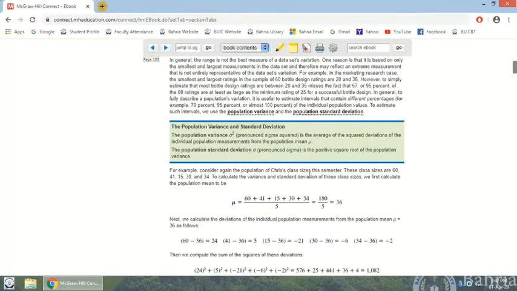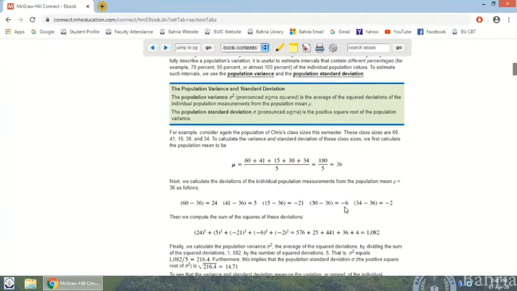So in this case, 60, 41, 15, 30, and 34, and then you divide it by the number of observations per class, which is 1, 2, 3, 4, 5. So when you divide and you add this up, you get 36. So this is your mu in this case now. But now we need to find out the variance as well as the standard deviation.